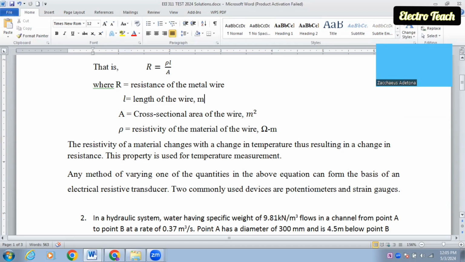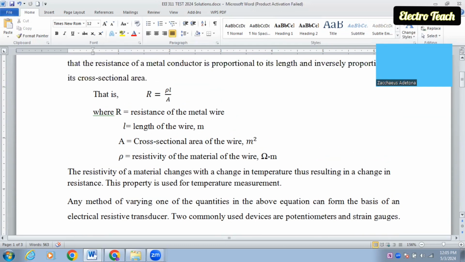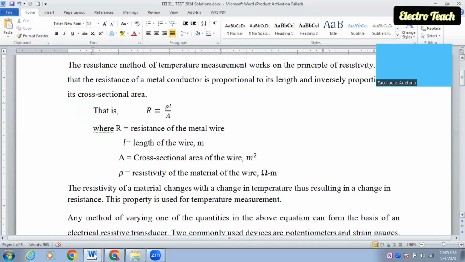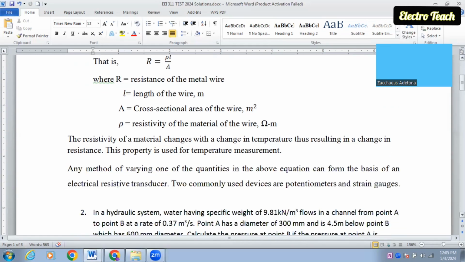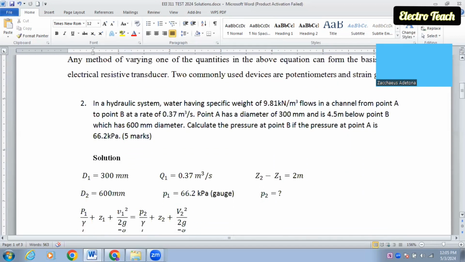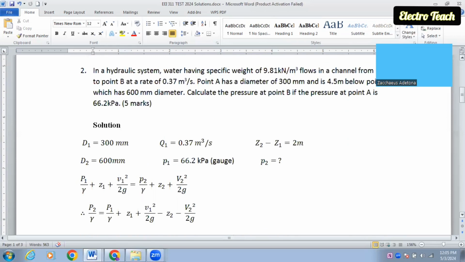So that is the explanation of that. That is the solution to question number 1. So if you can explain this way, you will get a full point for this question. Now let's look at question number 2.